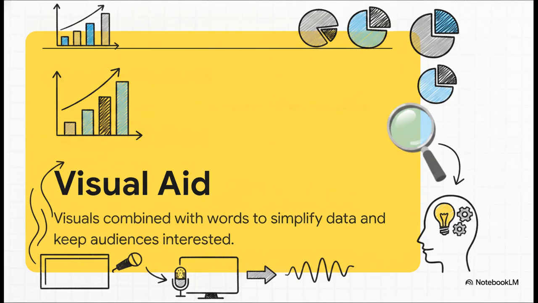So what exactly is a visual aid anyway? Well, it's essentially charts, images, and diagrams combined with your spoken words. And the whole point here is to simplify data, keep everyone interested, and make your messages truly memorable. Because, look, words alone are powerful, sure, but combining them with visuals, that's what really helps people grasp complex ideas so much faster. It's like a cheat code for the brain.